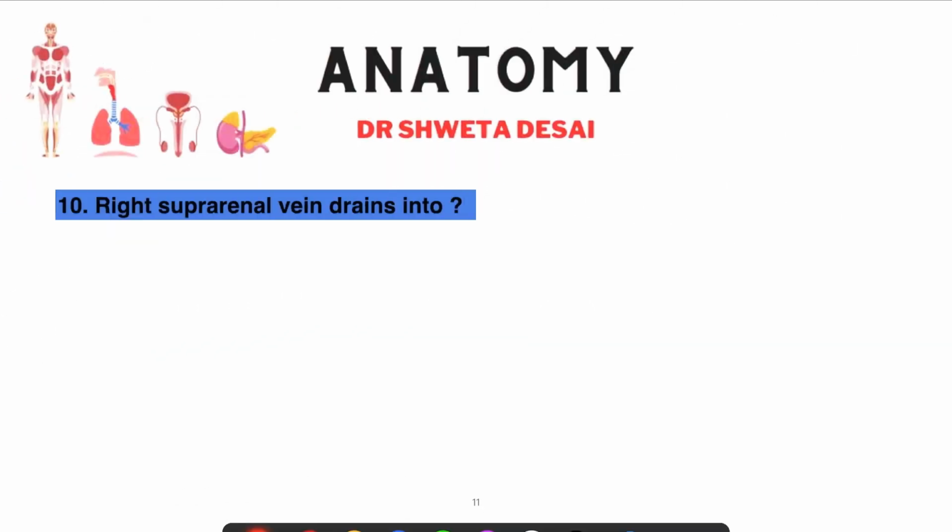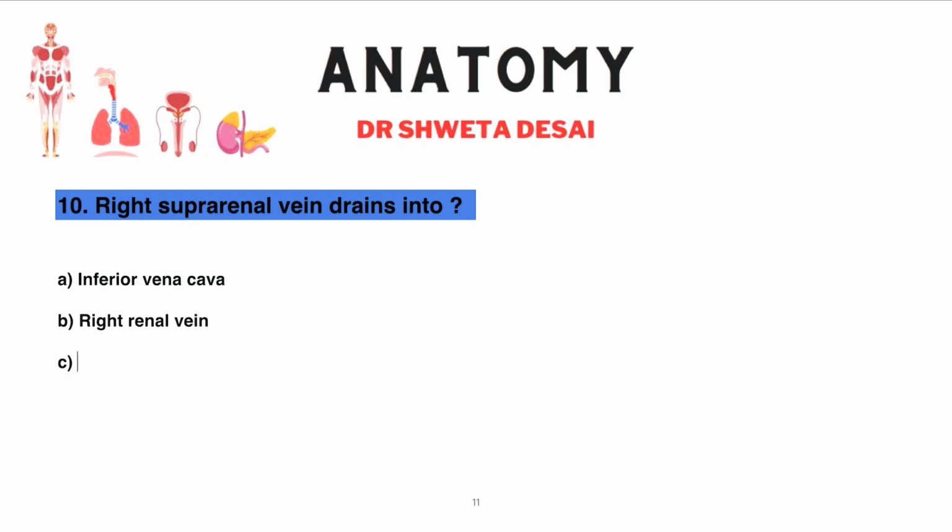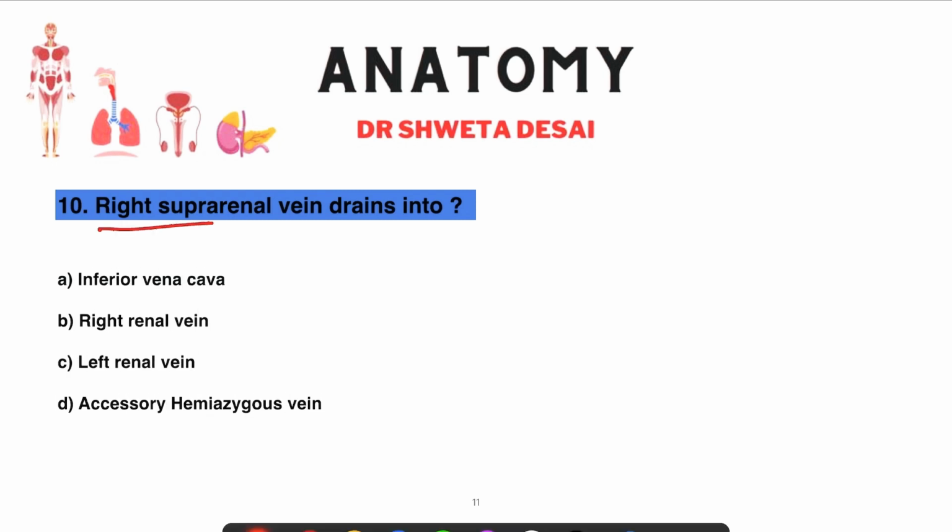Right suprarenal vein drains into inferior vena cava, right renal vein, left renal vein or accessory hemiazygous vein. Right suprarenal vein, it drains into inferior vena cava. Left suprarenal vein, it drains into left renal vein.